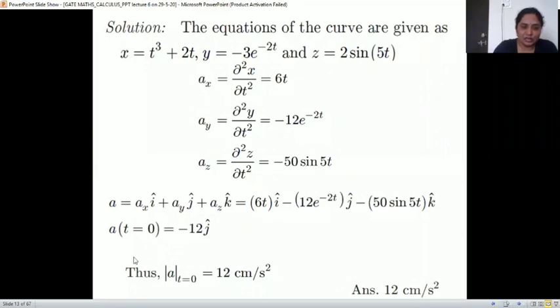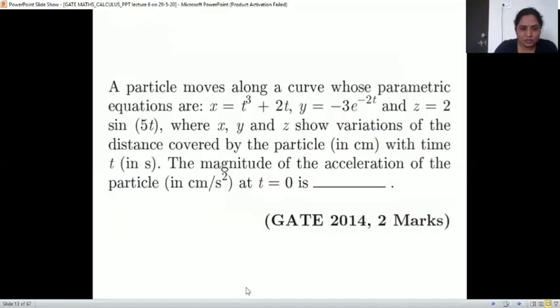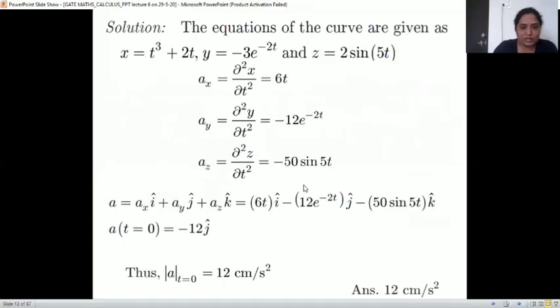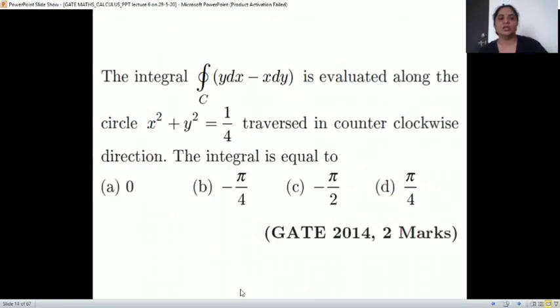And finally we are asked at t equal to 0, that is minus 12 j bar, right? What is the question? The magnitude of the acceleration. We have found the acceleration vector at t equal to 0, but finally we have to find its modulus. So what is the modulus? Square root of its square. Its square is 144, and if we take the square root, it is 12. We are only considering the positive value, so it is 12 centimeter per second square. This is the modulus. Good. Next question.